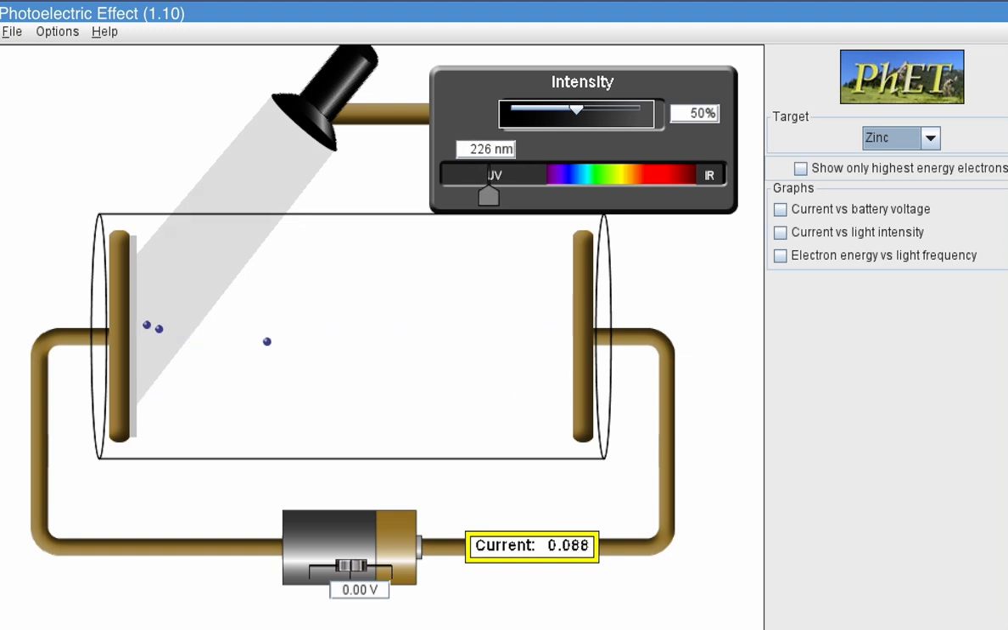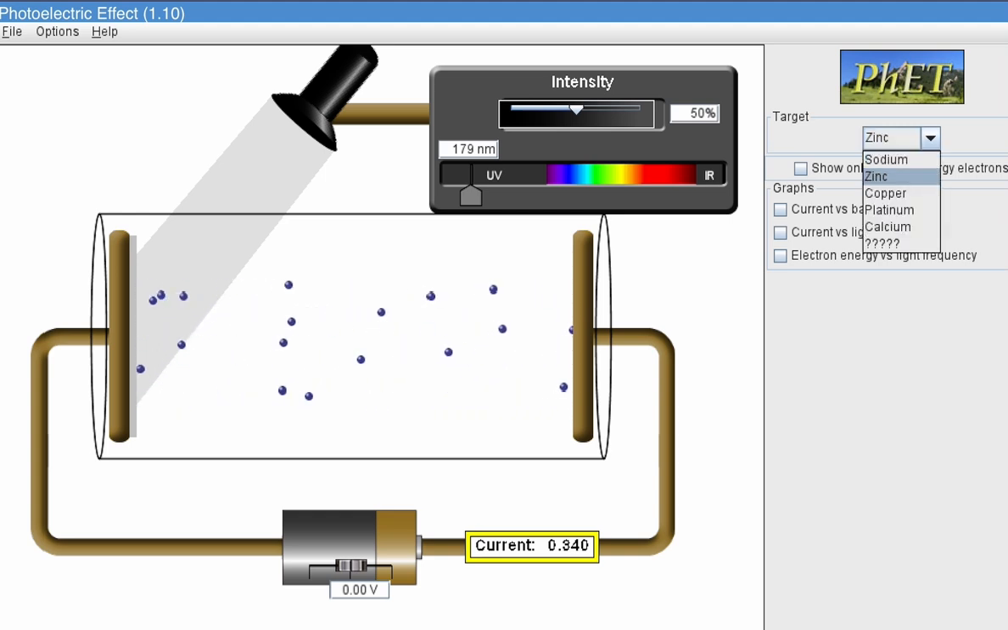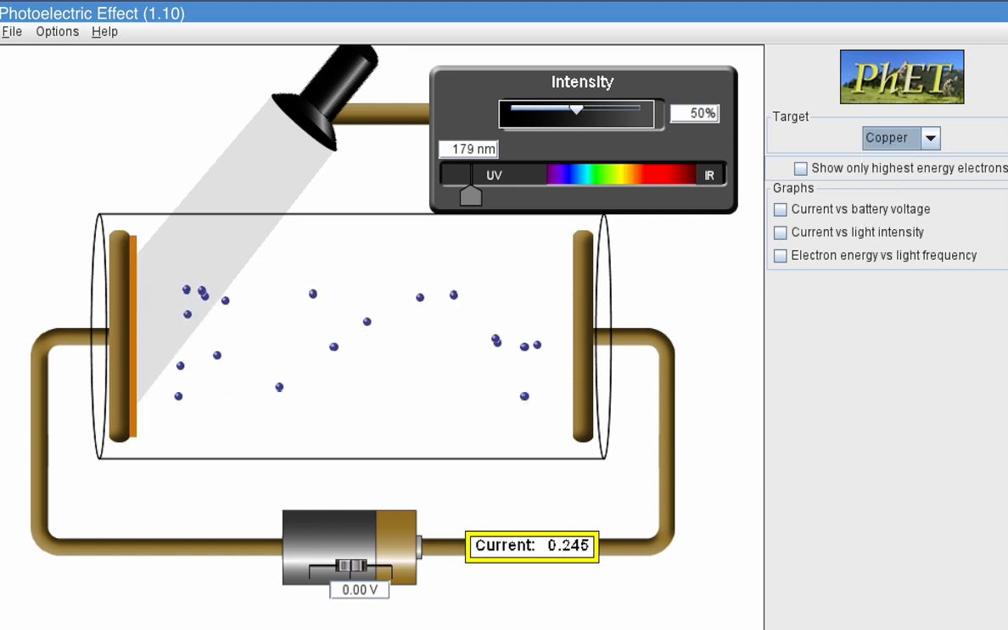So let me just bring it here, 179 nanometers. Let me try and change the metal also to copper and see what would happen. Still electrons are getting ejected. I've changed what? The metal from zinc to copper.